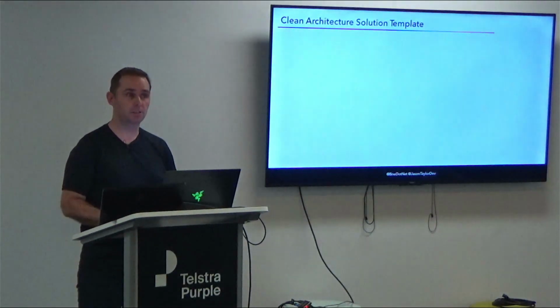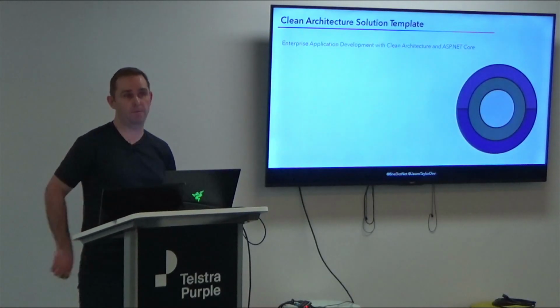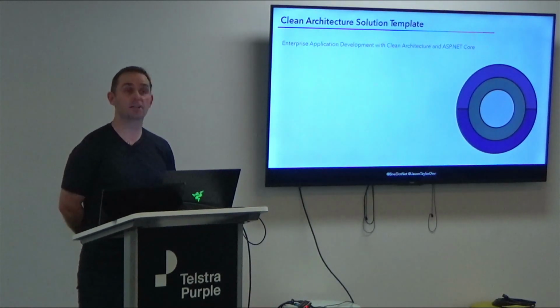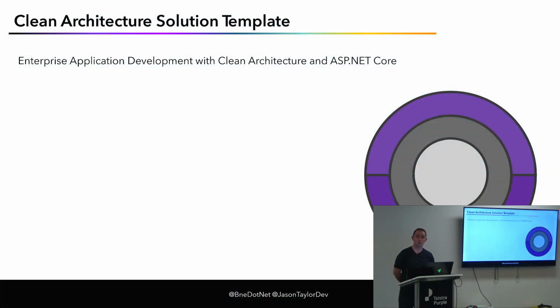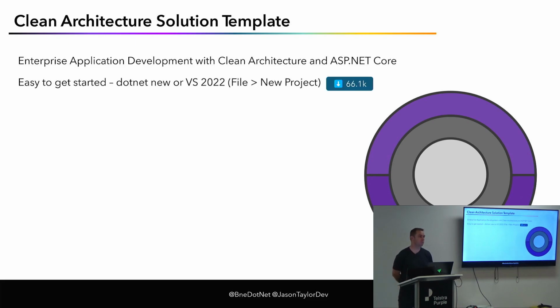So the Clean Architecture Solution template provides a straightforward and efficient approach to enterprise application development with clean architecture and ASP.NET Core. It's been built using the .NET templating engine, and so it's really easy to use. You can create a new solution using dotnet new or even through Visual Studio 2022 by selecting the template.